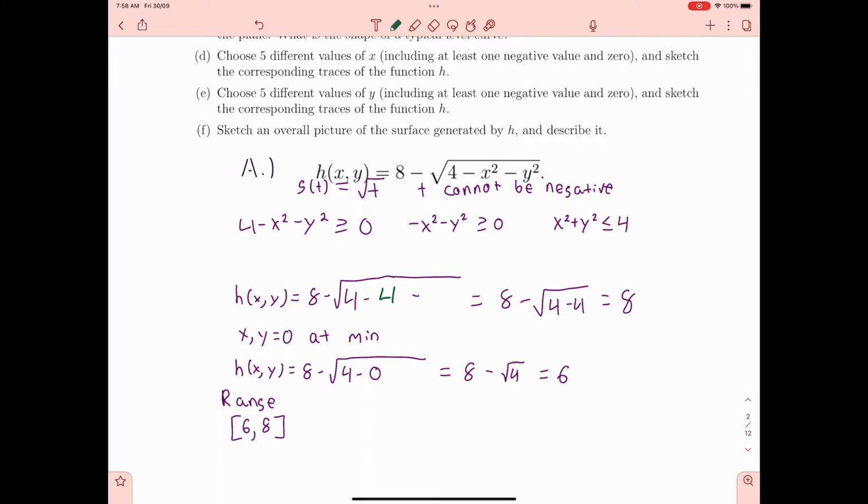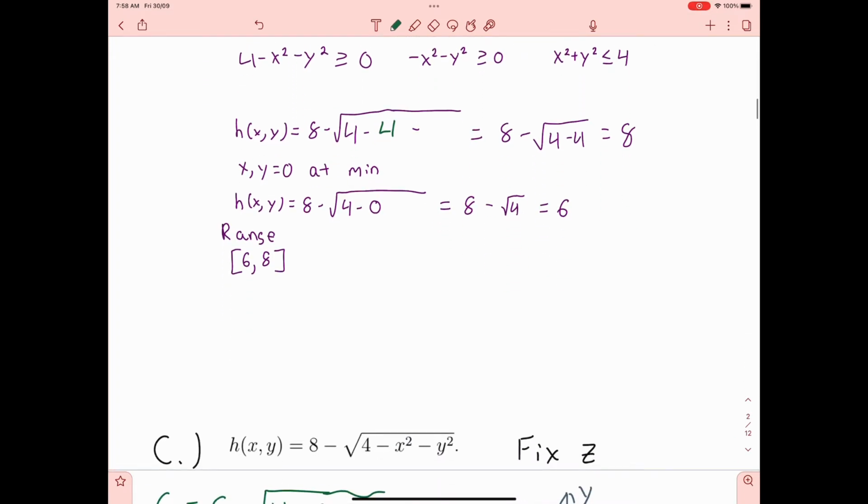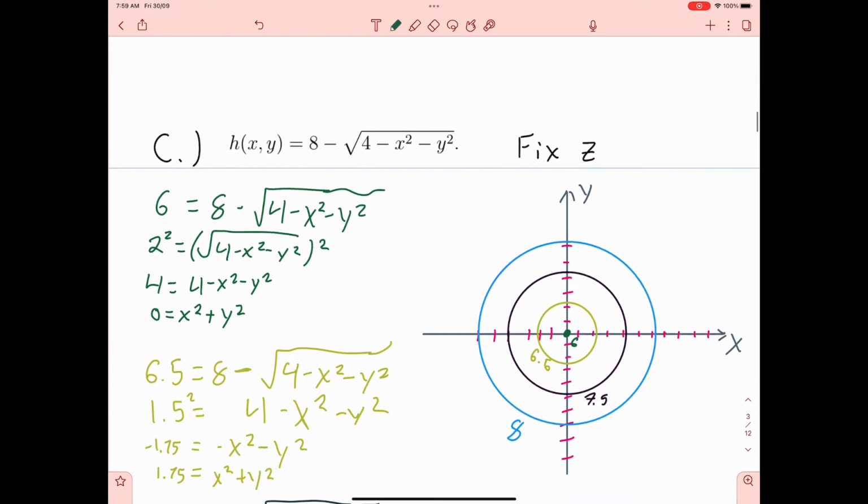That is our domain. To get our range, we plug in the absolute maximum and the absolute minimum x squared plus y squared can be, which is 4 and 0. Plugging in the maximum, 4, gives us that our z value would equal 8. Plugging in the minimum, which would be 0, would give us z equals 6.